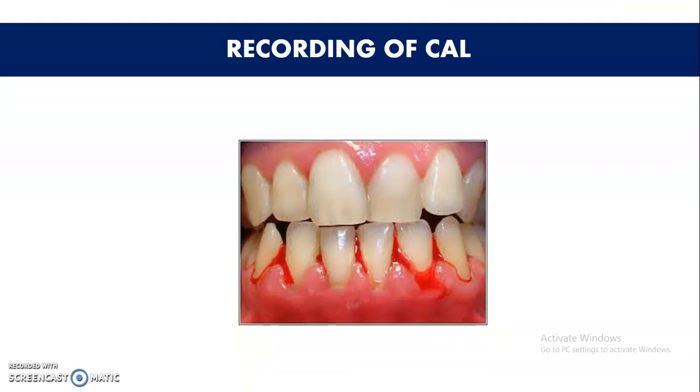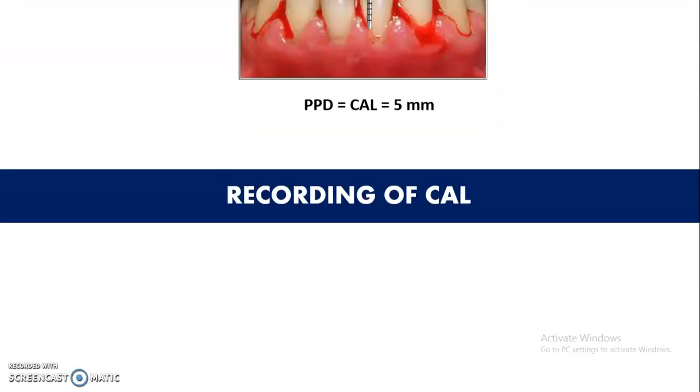Finally, in this case, the margins are at the level of CEJ and the attachment is apical to CEJ. This situation can be identified clinically by the presence of pockets without recession. In such cases, CAL will be equal to PPD. Here, the PPD is 5 mm. Since the entire second band is visible, the margin will be against the fifth marking. Since PPD and CAL are of the same value, CAL is also 5 mm.